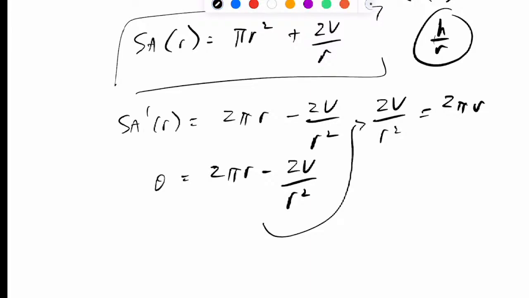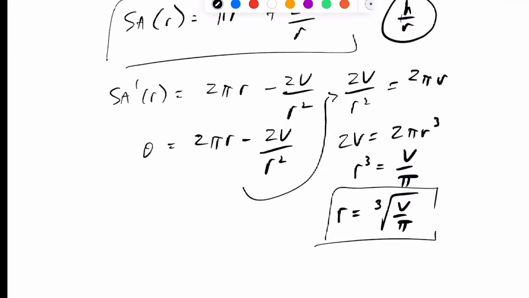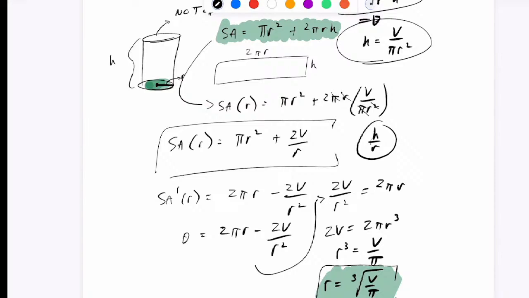So if I solve for r here, I get what? 2v equals 2 pi r cubed. So in this case, r cubed is going to equal v over pi. In other words, r is going to be the cube root of v over pi. So I get my radius is equal to the cube root of v over pi. That doesn't answer the question. They want the ratio of h over r.